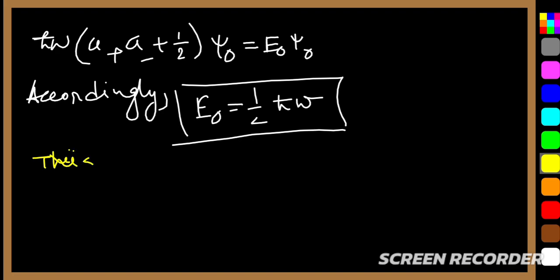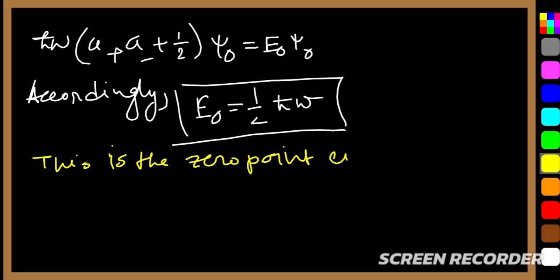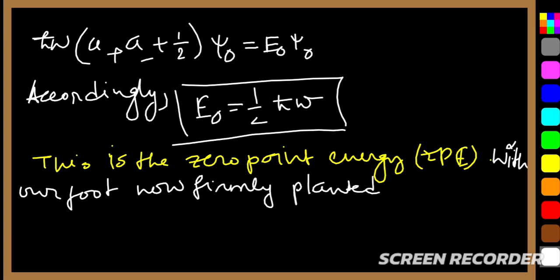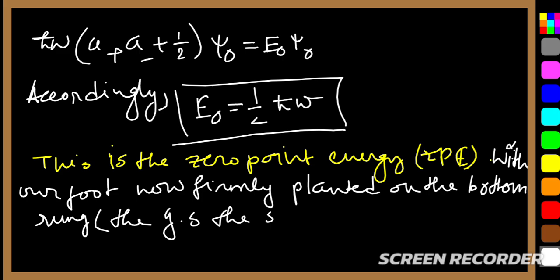So this is the zero point energy, or what you can say is ZPE, half h cut omega, with our foot now firmly planted on the bottom rung, that is the ground state of the simple harmonic oscillator.